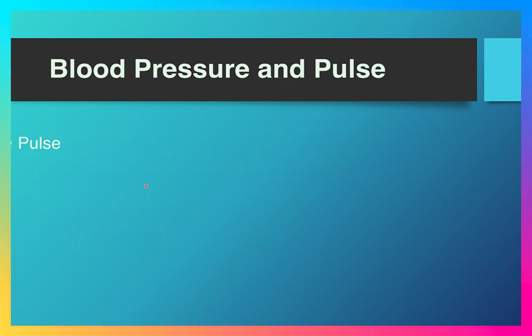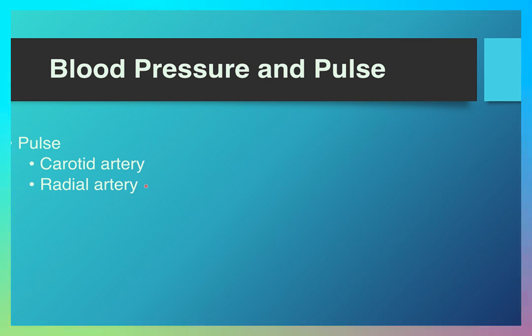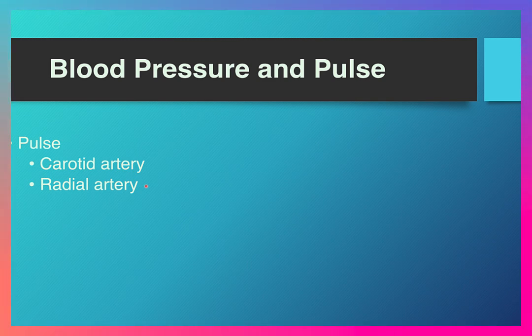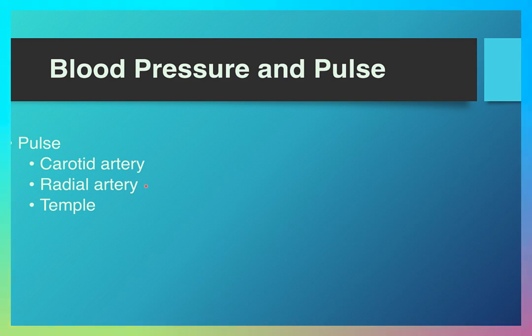The pulse, each pulse represents a contraction of the ventricle. And when you feel the pulse beat, it's when the ventricle contracts. And the peak of that pulse beat is the systemic pressure. You can feel this in the carotid artery, which is in the neck. You can feel it in the radial artery, which is the artery that people feel in the wrist. You can feel it in the temporal artery or in the temple.